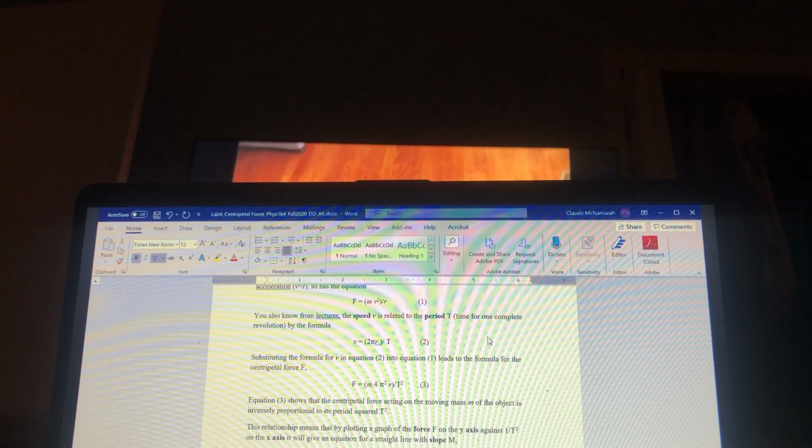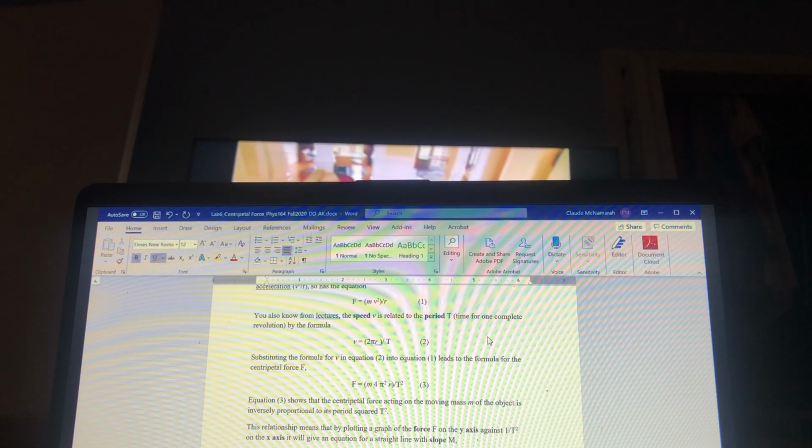You also know from lectures that the speed is related to T, and I recall Denny did that one for us, that v is equal to the circumference of the circle divided by the period. So v is equal to 2 pi r over T. So we can relate the two things. We can write the top equation in terms of T. Yes, I think Denny had done that for us.